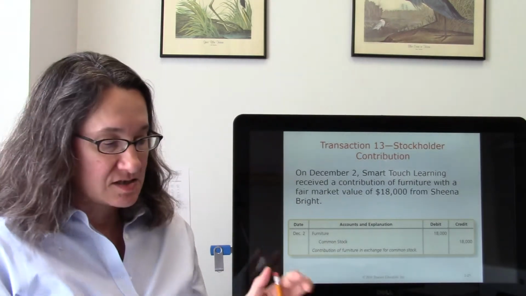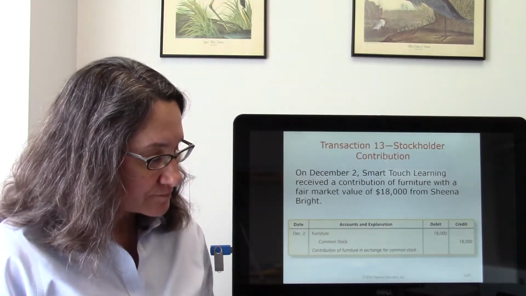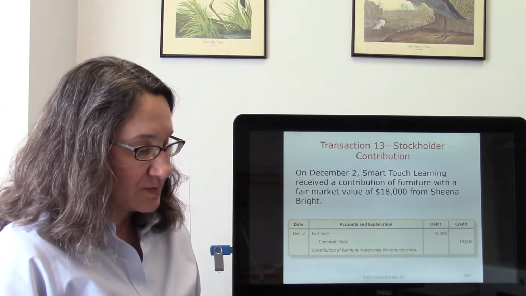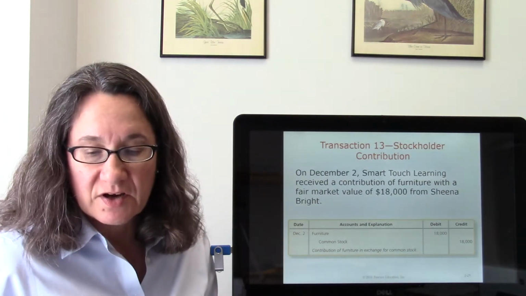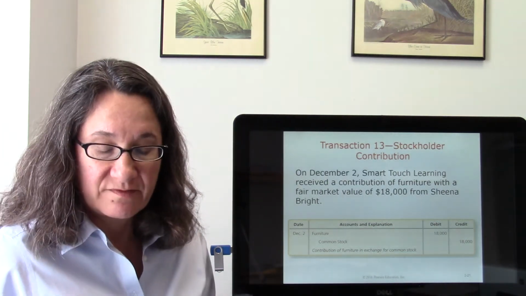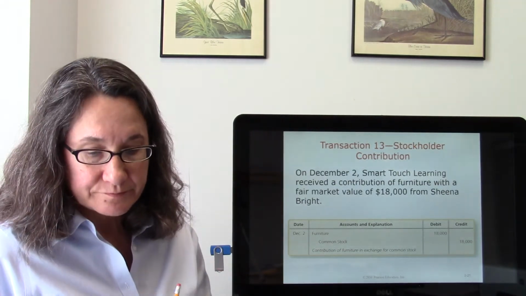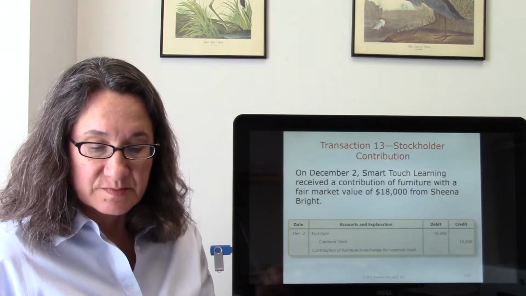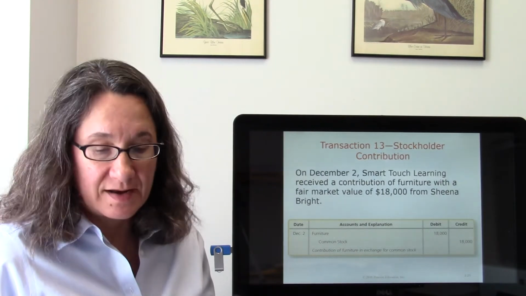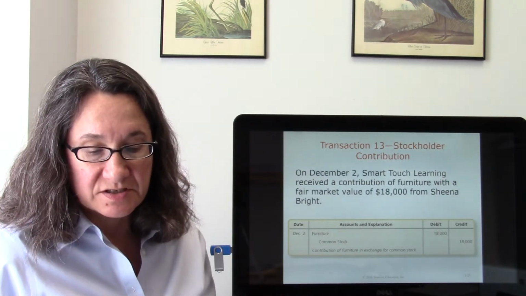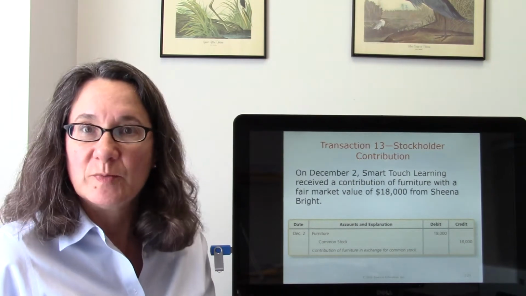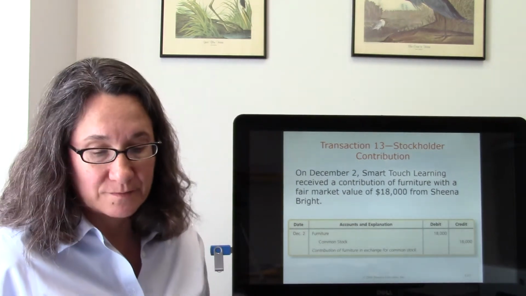Transaction 13, stockholder contribution. On December 2nd, Smart Touch Learning received a contribution of furniture with a fair market value of $18,000 from Sheena Bright. So Sheena has contributed some capital, right? And because this is a corporation, what she gets in return for contributing capital is common stock.